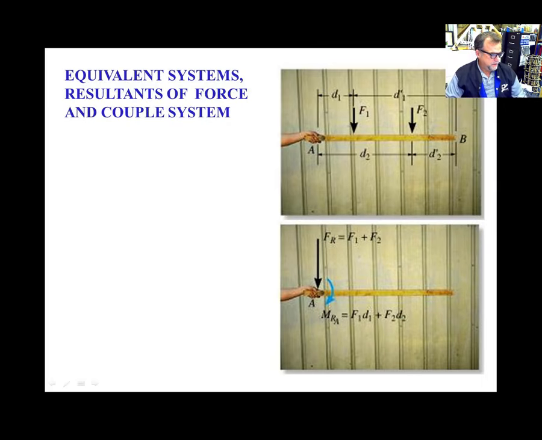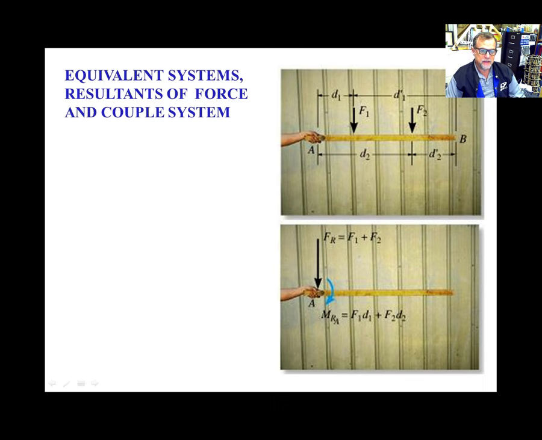This is the typical example. If you have a situation like this, imagine this is your hand holding a bar, and you have two forces applied. The resultant force in the hand is going to be the summation of these two forces acting upward, and that's why the hand is not coming down.